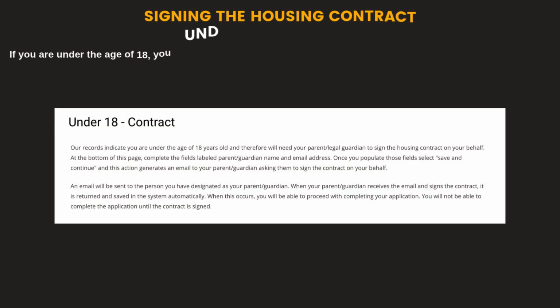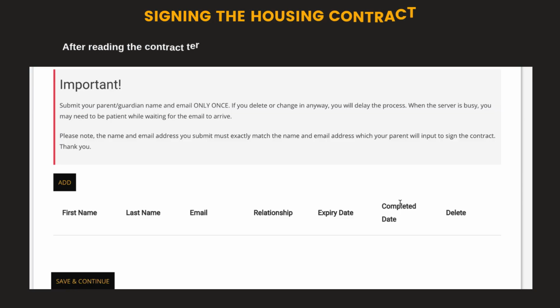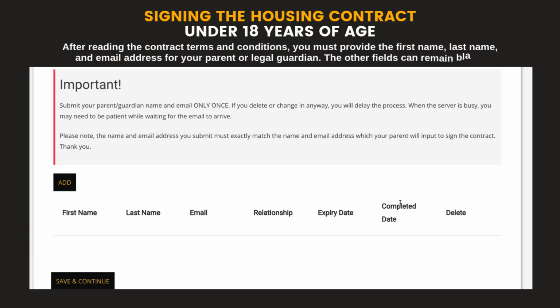If you are under the age of 18, you will need a parent or legal guardian to sign the housing contract on your behalf. After reading the contract terms and conditions, you must provide the first name, last name, and email address for your parent or legal guardian. The other fields can remain blank.